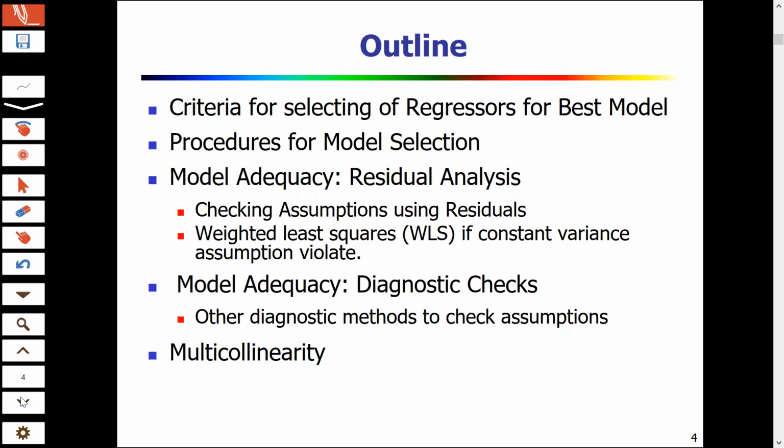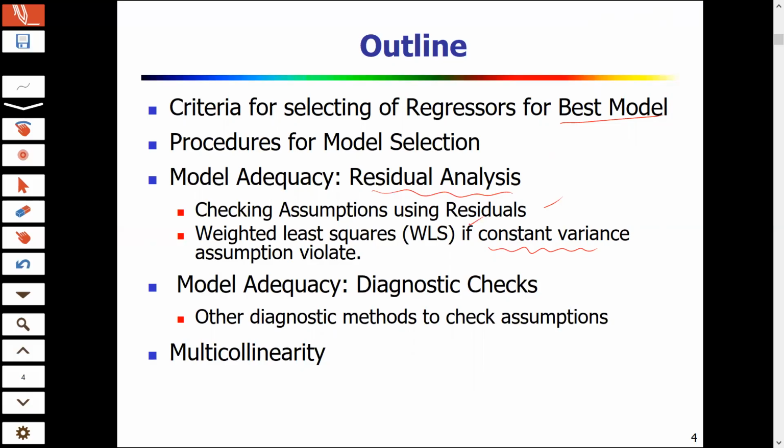Now, criteria for selecting regressors for the best model will be discussed in this module. Procedures for model selection, model adequacy, residual analysis. That means, first of all, how we can calculate the residuals, and then how we can check whether the assumptions are satisfied or not. And if an assumption is not satisfied, for example, if the constant variance assumption is not satisfied, then we need to use another technique called weighted least squares that we will discuss in this module.